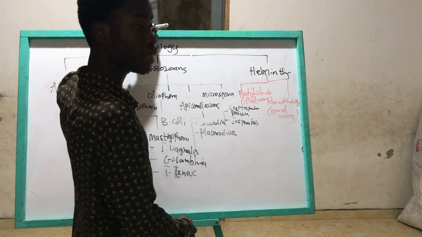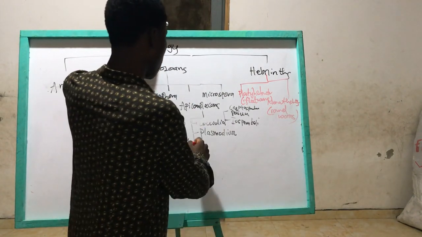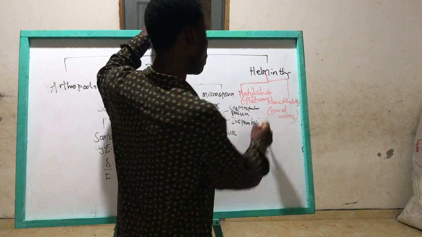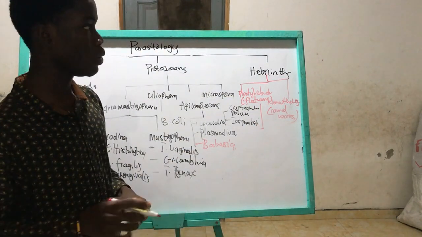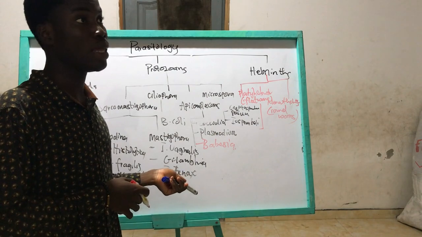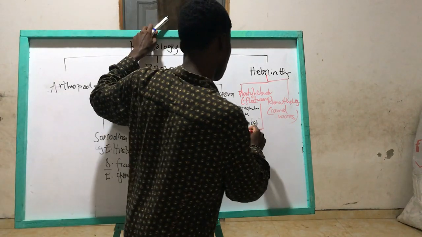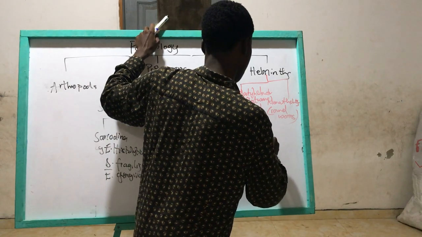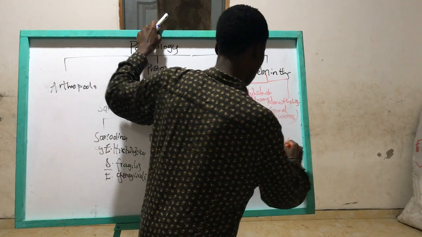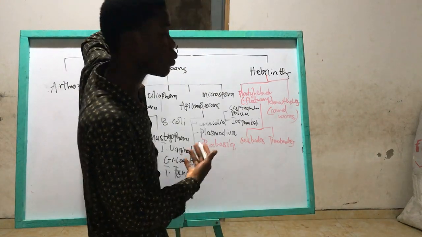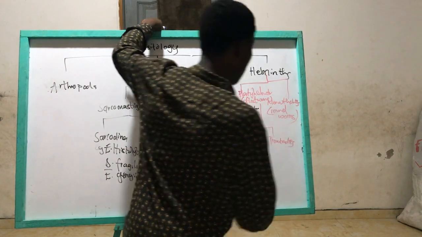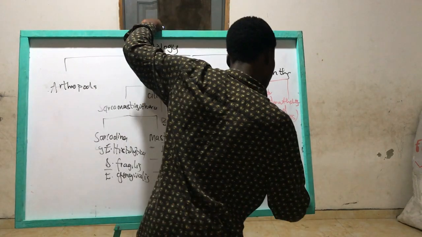So under the apicomplexans, we can also talk about, I forgot this one, Babesia. Okay. So under flatworms, that is where we are going to talk about the cestodes and then the trematodes. The cestodes are what we call the tapeworms, and the trematodes are what we call flukes.